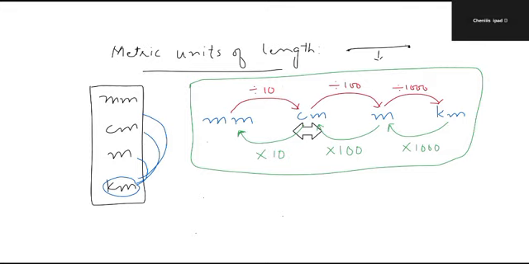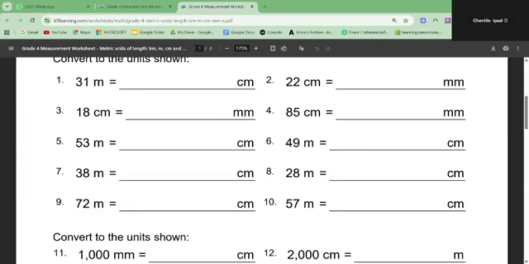Now give me 1 second. Okay. Can you see the screen? Yeah. Okay. So these are the practice questions from metric units of length, the one we just learned. Now the first question is, here you have the unit meters. Can you see 31 meters? And you have to convert it into centimeters. So the table that we have learned, how to convert from meters to centimeters.